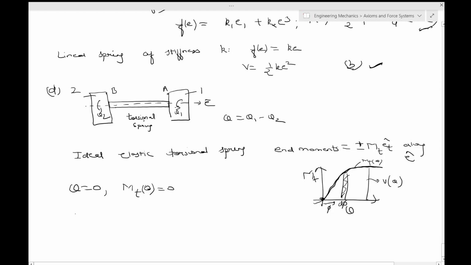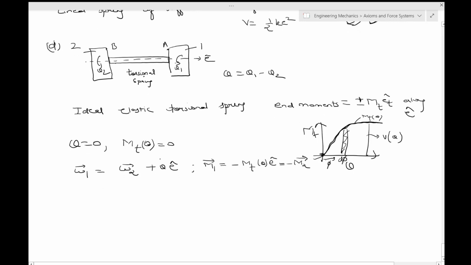Now if you have omega 1, meaning for body 1, it is omega 2 plus theta dot e, and M1 is equal to minus of M_t of theta e hat, which is minus of M2. So the rate of work done, W dot, is equal to M1 dot omega 1 plus M2 dot omega 2. Okay, so M1 and minus M2 have to be there, otherwise the whole system will start accelerating angularly. Okay, there will be an angular acceleration. So M1 has to be equal to minus M2 for equilibrium of the whole system. So this is the whole system.